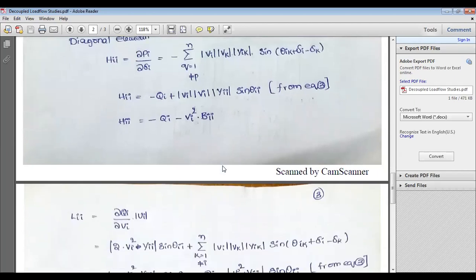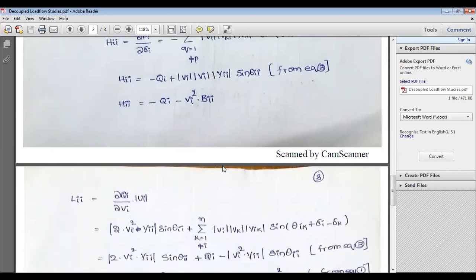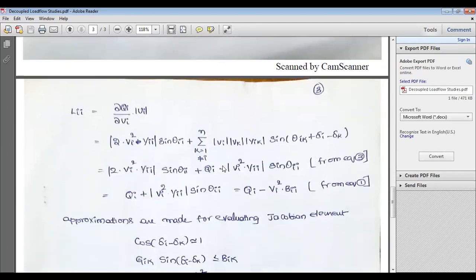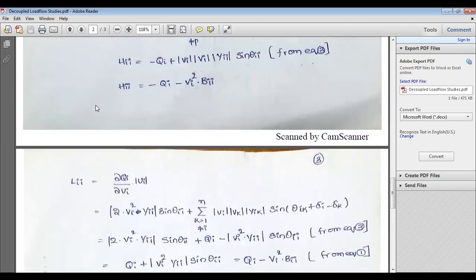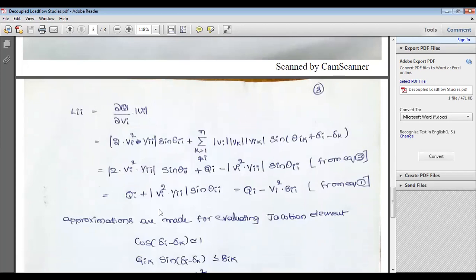Right? So these are about the off diagonal elements and the diagonal elements, and this is HII, and similarly you can also obtain this is LII. See, one thing is very clear. If you clearly understand the concept, obviously it is very easy, because next we shall solve one problem based on this. Obviously in the problem you are going to see how easy it is. But these expressions are very important.